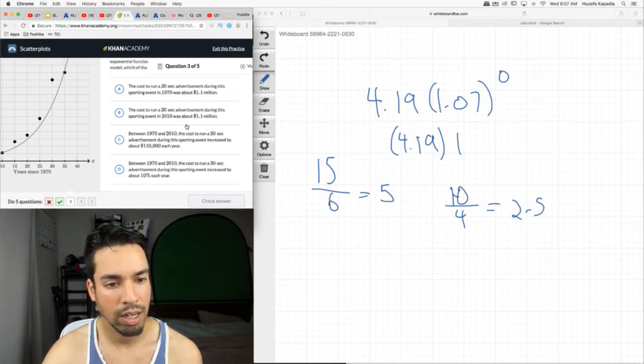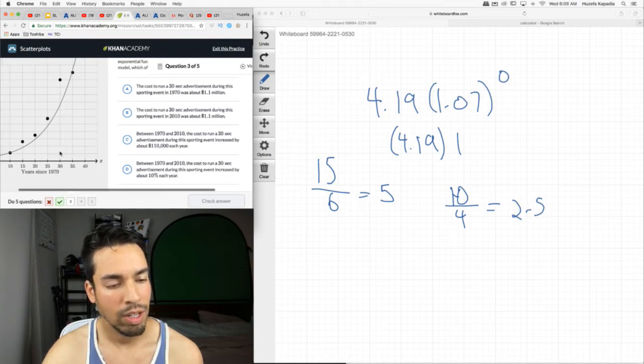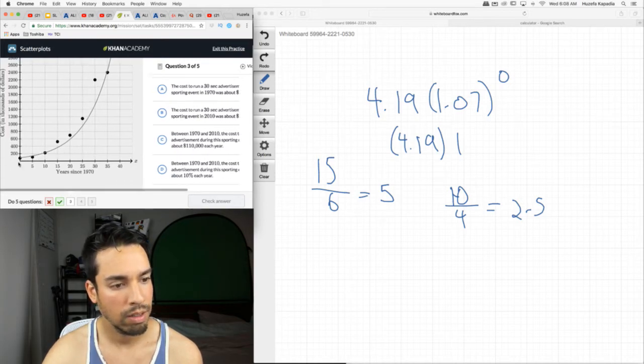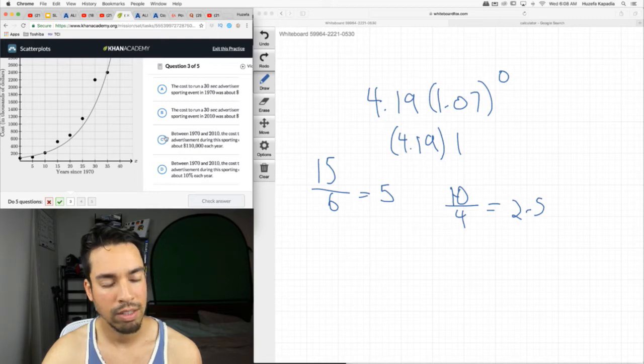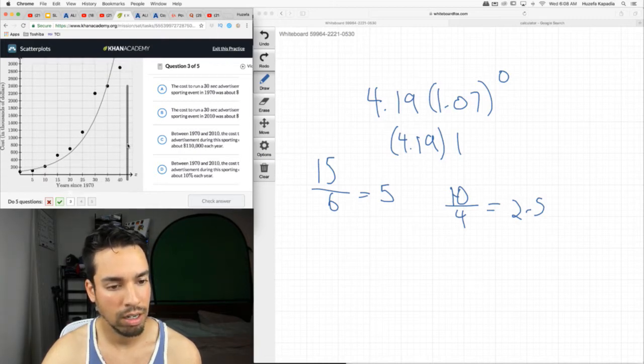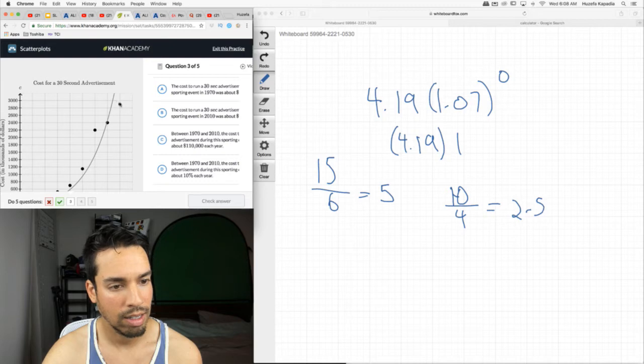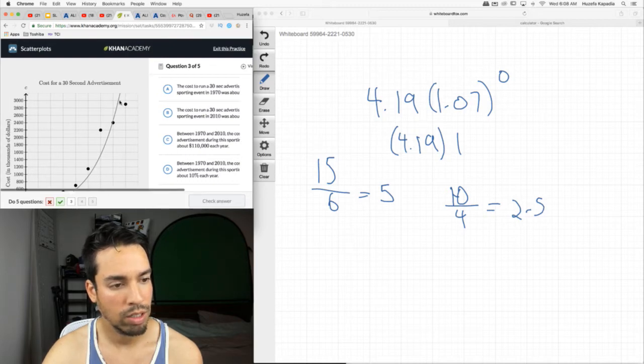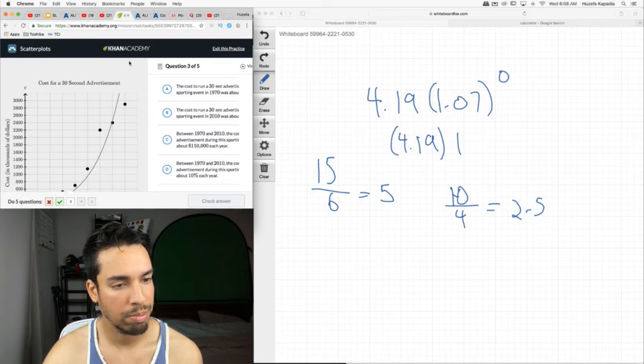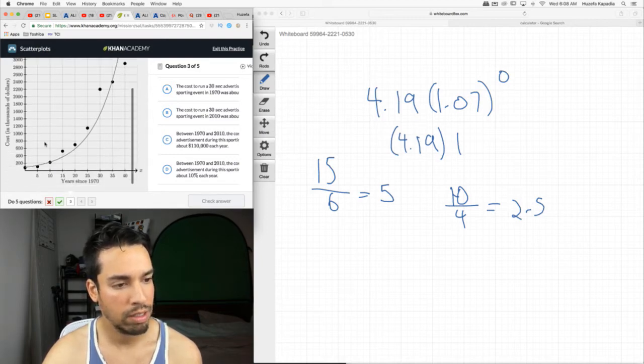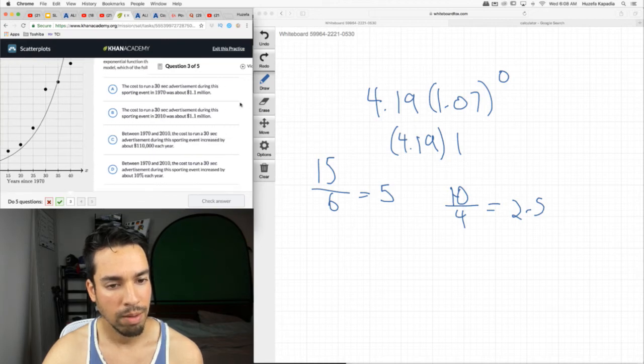The cost to run a 30-second advertisement during the sporting event was 1.1 million in 2010. So that's where X equals 40, okay? And so, because X equals 40, that's 40 years from 1970, that's 2010. We don't really even have a data point. This is the best we can do right here, but actually our real data point would be up here, almost like 4 million, because if we're talking about thousands of dollars, this is 200,000, this is our million point. So 2010 doesn't look right. So this one I'm going to cross off as well.